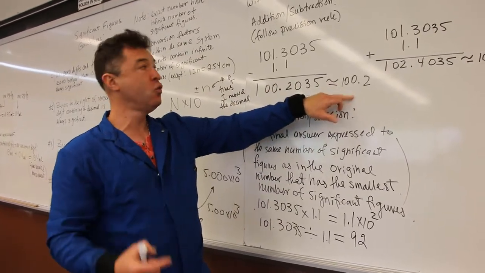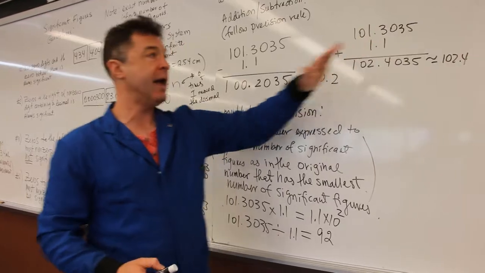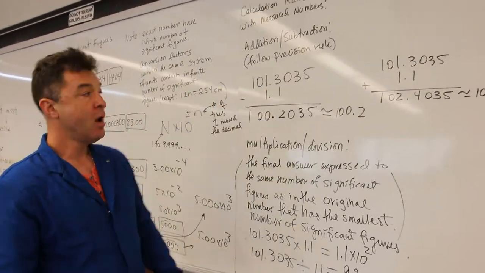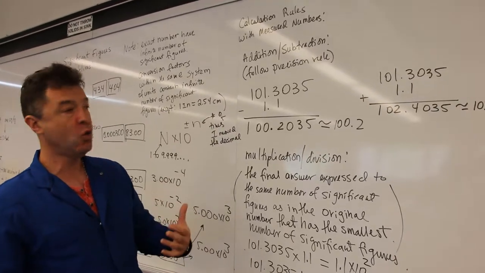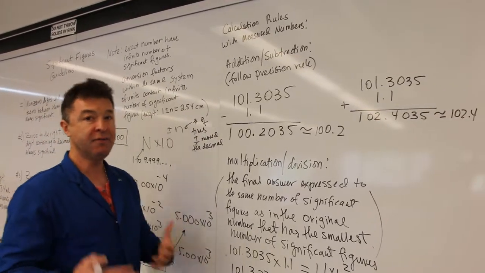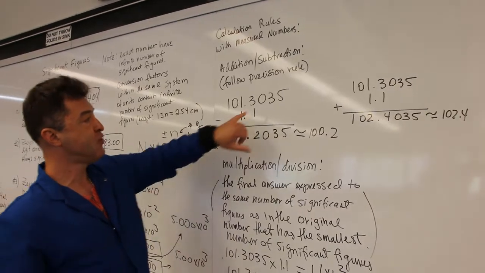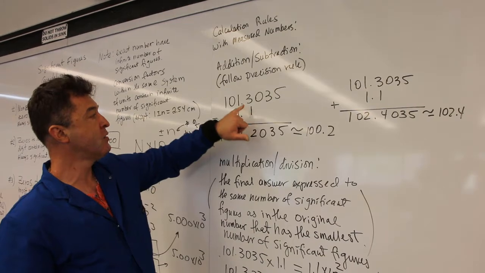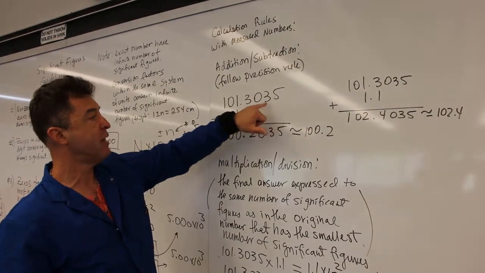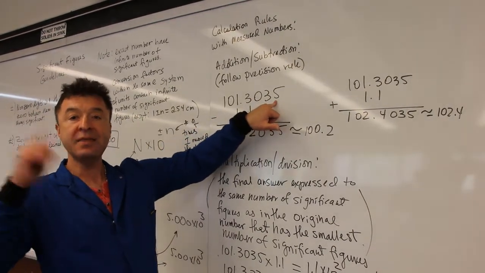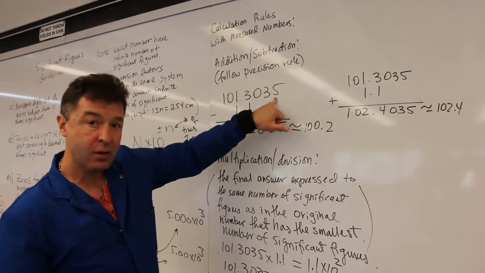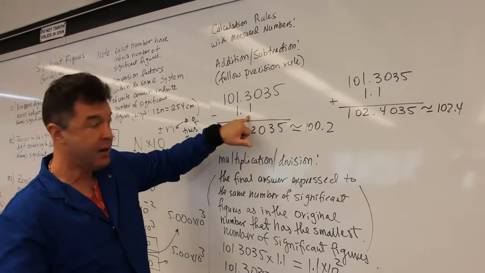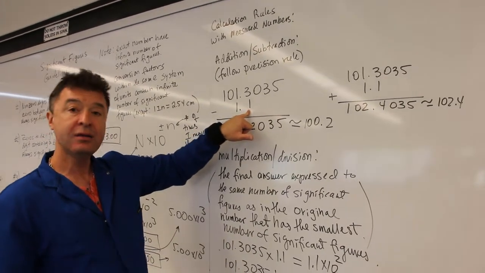The way we do it when we add or subtract is that we follow what's called the precision rule, which I'm going to explain in very simple terms. We measure in which place the precision lies for each number. This one looks like it's the 10,000th place, so this is a pretty precise number. But the second number's precision is in the 10th place.